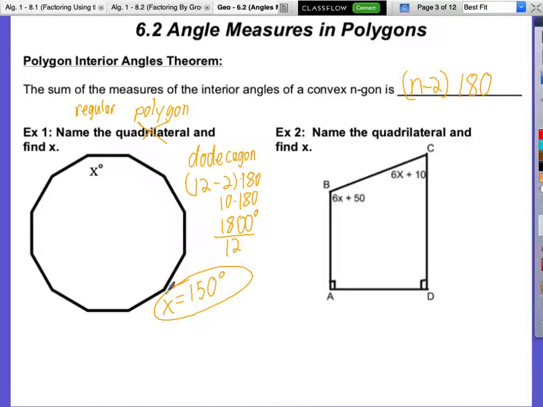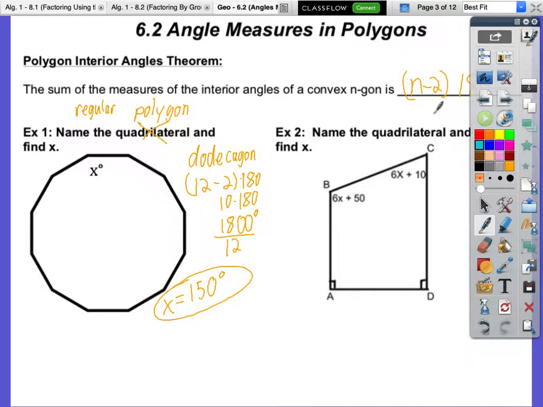Questions on number 1? Yeah, how did we get this? This was the thing we came up with last time. We said the sum of the interior angles of a convex n-gon, any polygon, where n represents the number of sides, is n minus 2 times 180. This was the number of triangles formed: n minus 2, times 180. You remember that? Now I get it. Thank you.